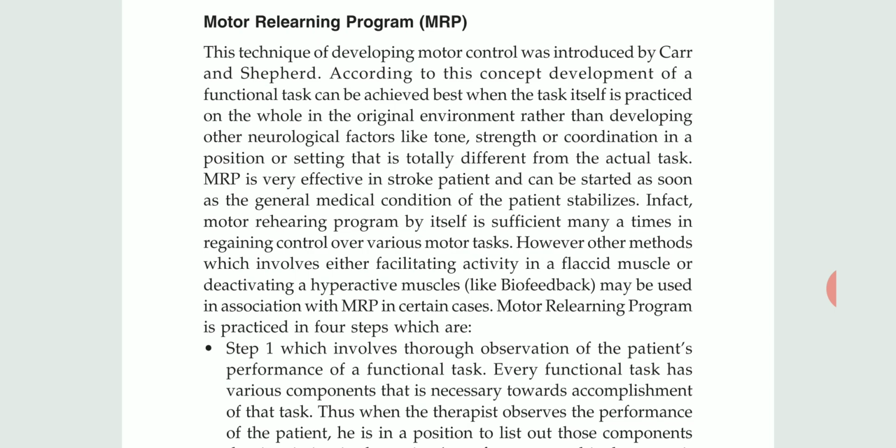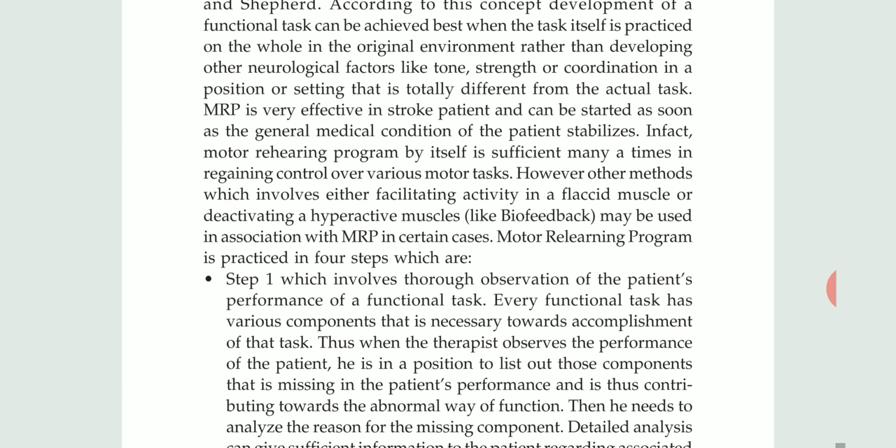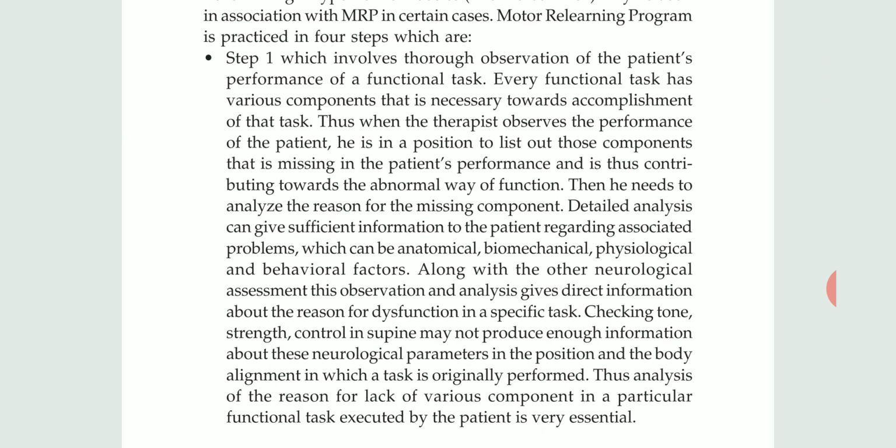The motor relearning program is practiced in 4 steps. Step 1 involves thorough observation of the patient's performance of a functional task. Every functional task has various components that are necessary towards accomplishment of that task. Thus, when the therapist observes the performance of the patient, he is in a position to list out those components that are missing in the patient's performance and are thus contributing towards the abnormal way of function. Then he needs to analyze the reason for the missing component.